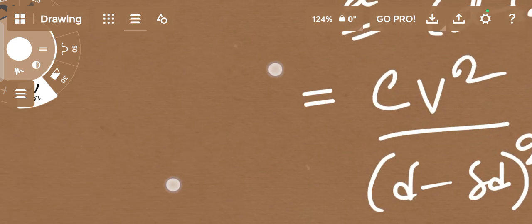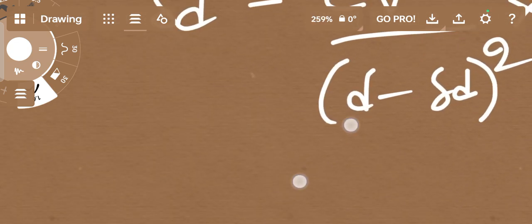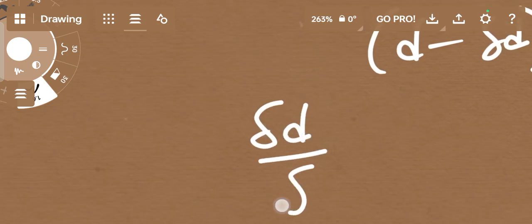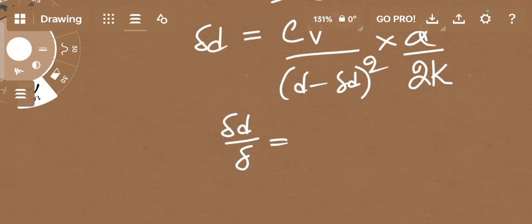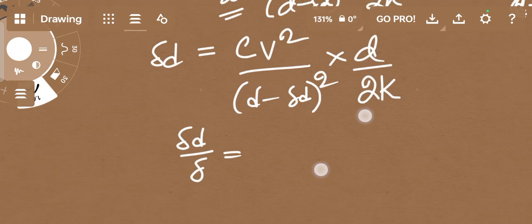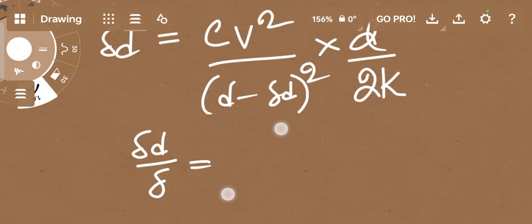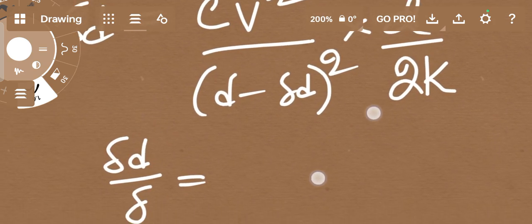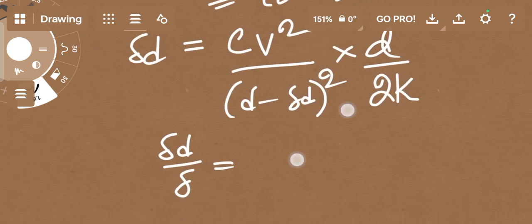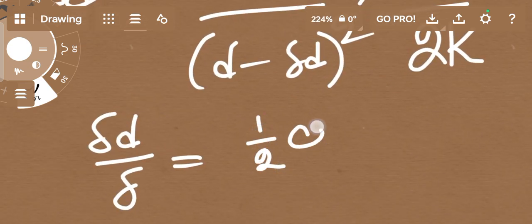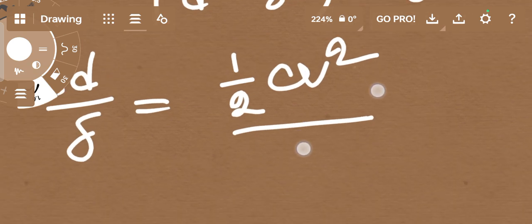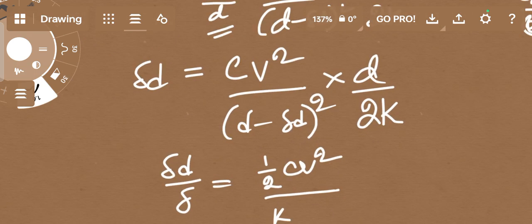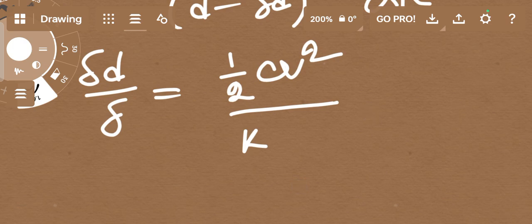Now this is del U, but they have asked us to find del U by del d, another del. So this is like an operator here. So what is the differential change of differential, like that we can say. So this 2 will go up, this will be half CV square by k (d minus del d) square.